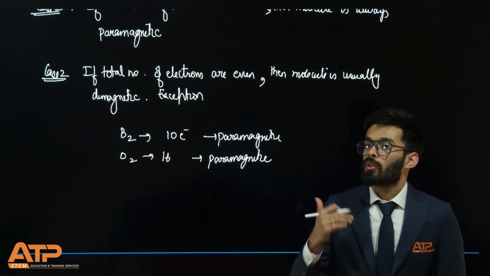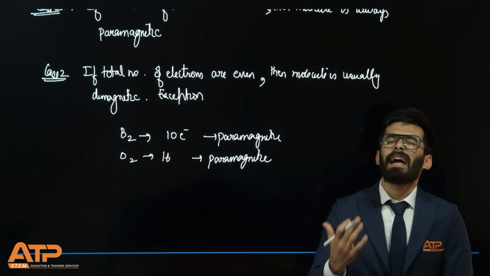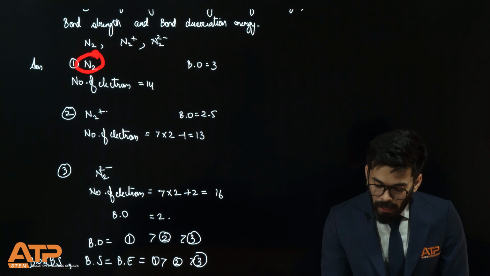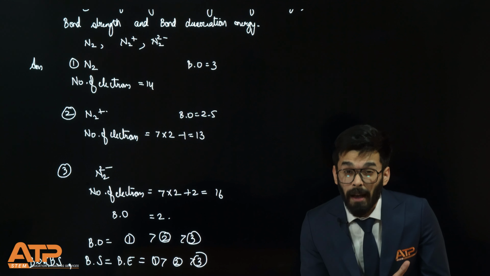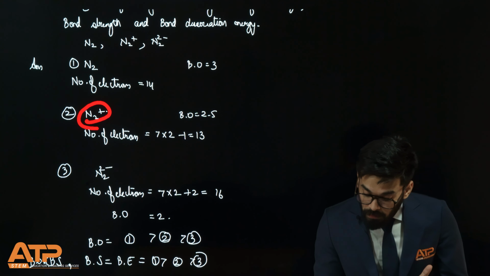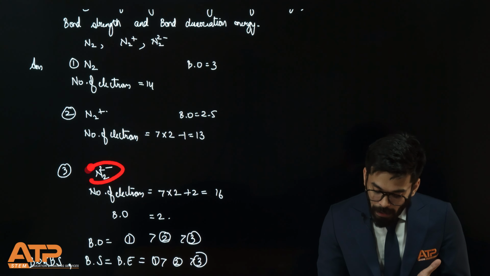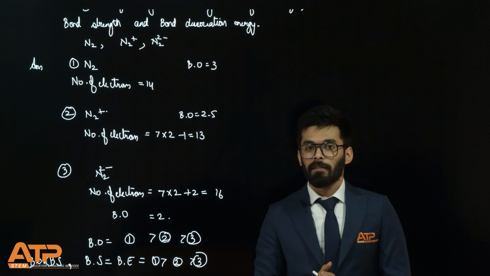Let's quickly go through some of the molecules which we discussed earlier and figure out if they are diamagnetic or paramagnetic. So in this question, N2 has 14 electrons, even number of electrons, so N2 is diamagnetic. N2 plus, 13 electrons, odd electrons, paramagnetic. N2 2 minus, 16 electrons, even electrons, diamagnetic.